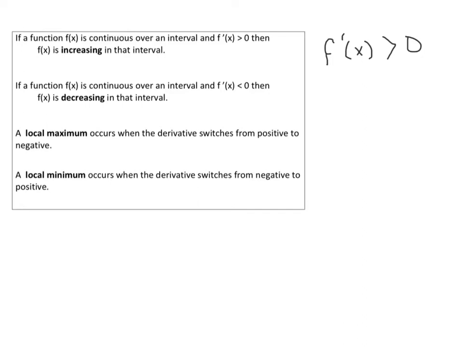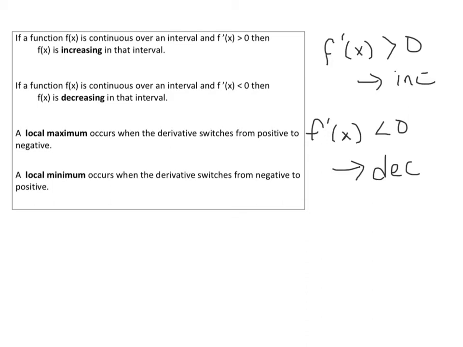And in the second point here, if a function f of x is continuous over an interval and f prime of x is less than 0, then f of x is decreasing in that interval. So for this one, we are increasing. Alright, and in the second one, well, the derivative is less than 0, so then we are decreasing.